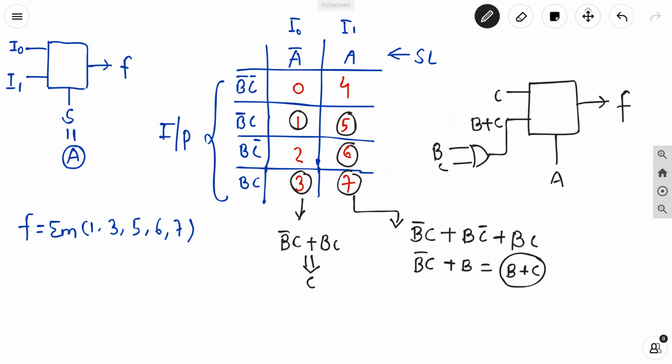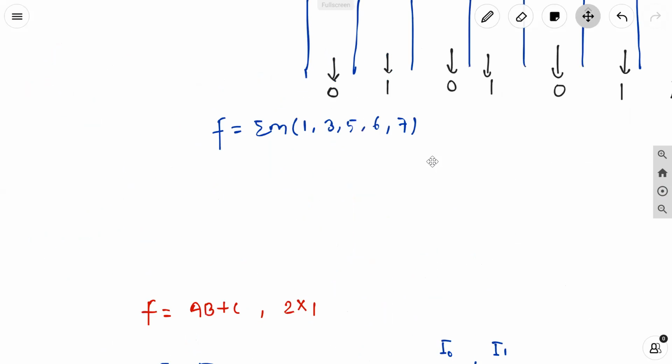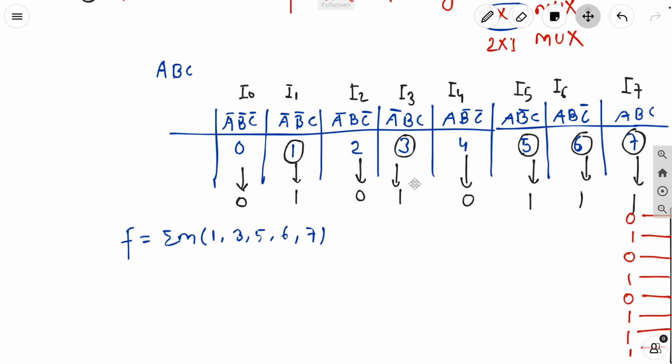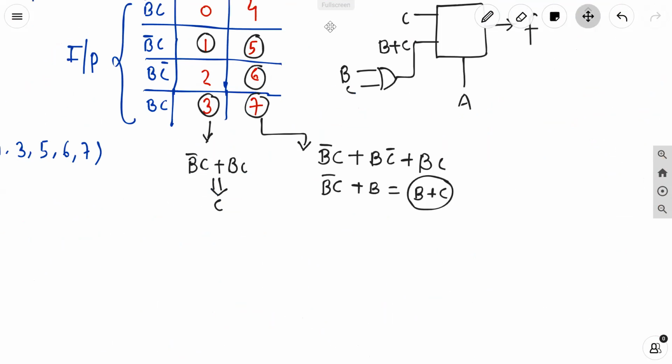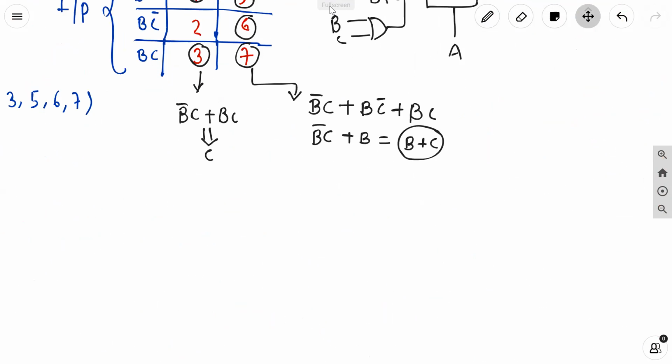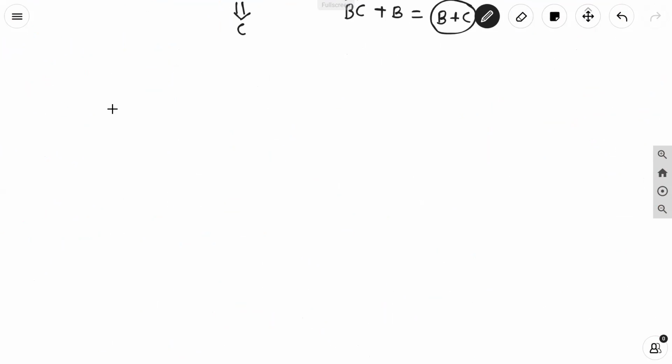So this is the basic technique of tabular form. I think this is enough for this video. I implemented this function using 8:1 MUX and 2:1 MUX with the same technique that I used for 4:1 MUX. And you can also practice this question using 2:1 MUX or 4:1 MUX by changing the select lines.